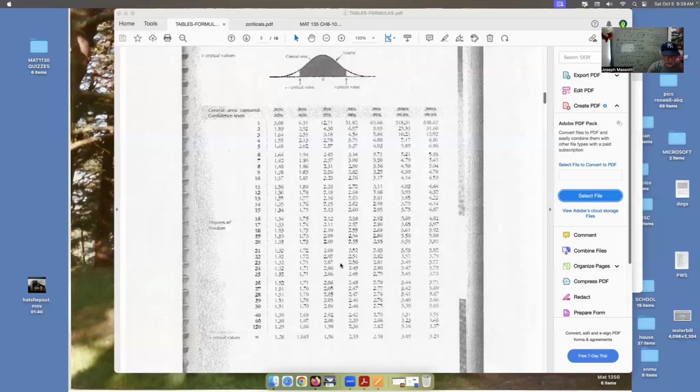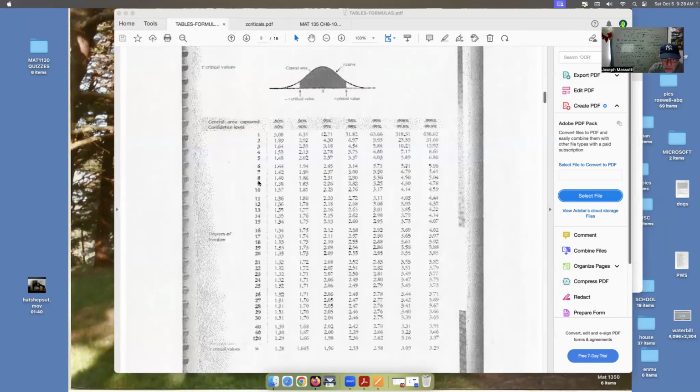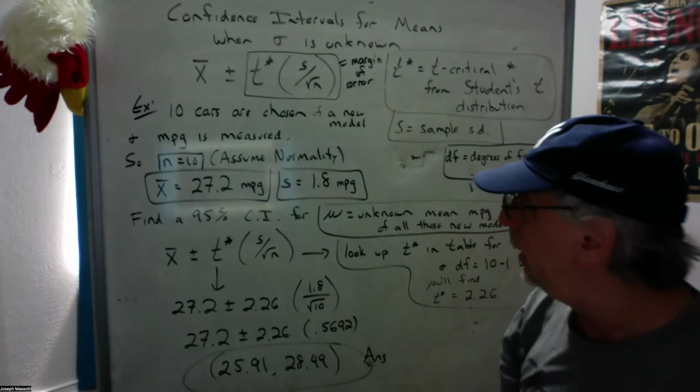So we go to the T critical value under 9 degrees of freedom and over to 90% confident. We want 95%. Sorry, we're going to use a 95% confidence. So 95% column down to 9 degrees of freedom. And we see our T critical value there is 2.26. So that's the T critical value that we're going to use here.